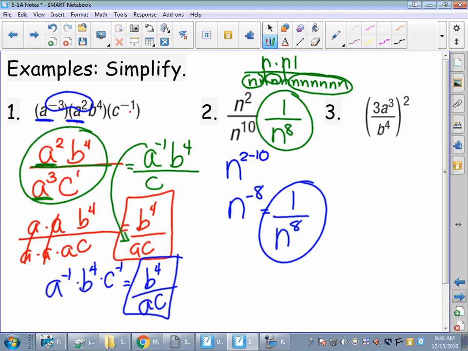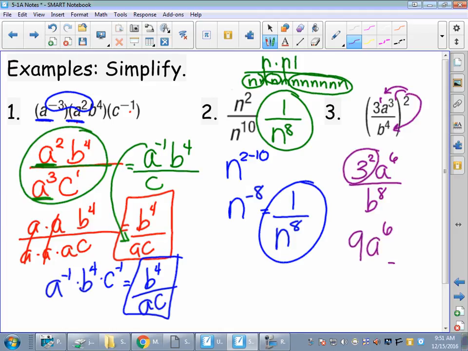For number 3, I got to apply that power to every single thing inside the parentheses. Even the 3. The 3 is raised to the 1st power. So I'm going to square the 3. I have to square the a cubed, which is a to the 6th. And I have to square the b to the 4th, which becomes b to the 8th. Remember, a power to a power, you multiply the exponents. You might want to have your tools handy as we do the homework. So the only thing I had to simplify here is this 3 squared. I know that 3 squared is 9. 9, a to the 6th, b to the 8th.